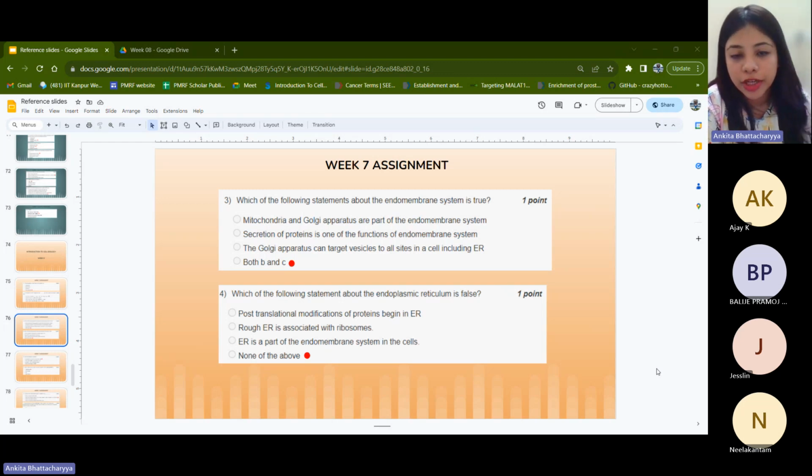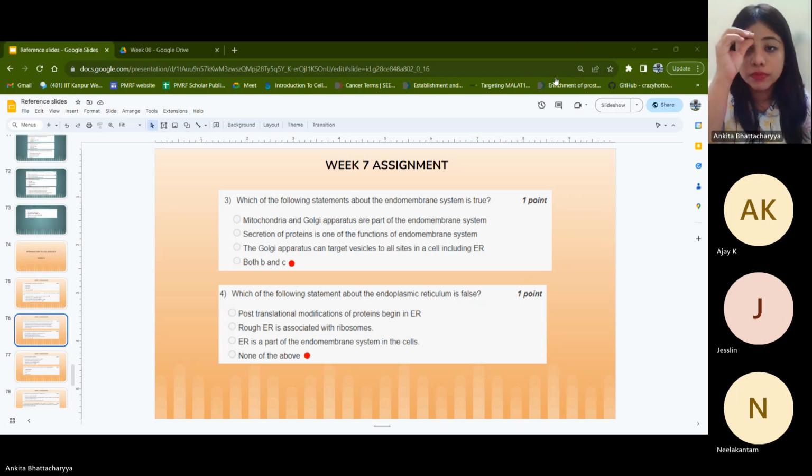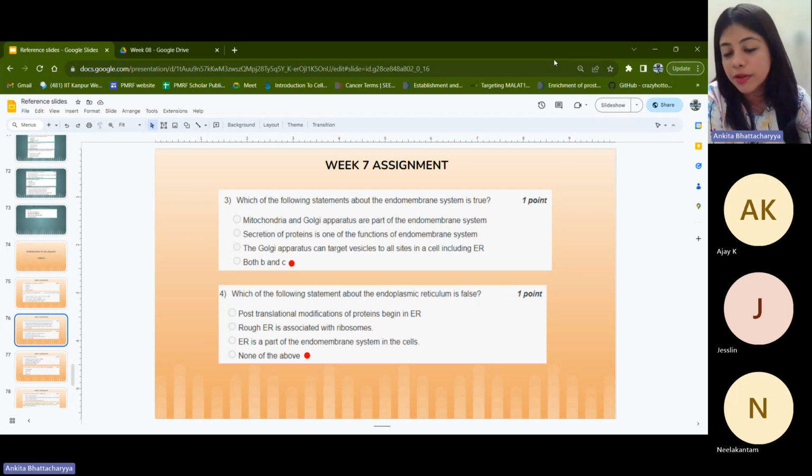Second is that rough endoplasmic reticulum is associated with ribosomes, which is also true. It is in close attachment with the nucleus, and it does carry ribosomes, which gives it that rough exterior, which is how it is visualized and how it probably has been named as well. So option B is correct. Option C is that the ER is part of the endomembrane system itself, and certainly this is correct. So option D is the default correct answer for this case. None of the above statements are true, which would be the correct option here.